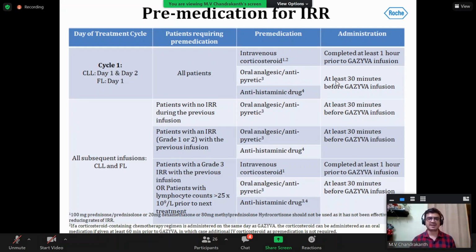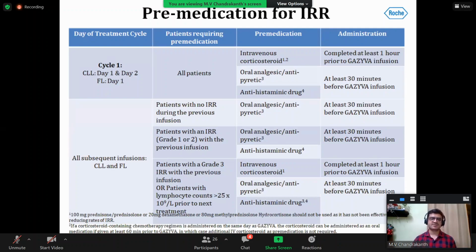We should not be in a hurry where we give paracetamol, and then we give hydrocortisone and immediately push Gazyva. In those situations, you would have higher infusion-related side effects when compared to giving it 1 hour before, where you quieten the system. When you give corticosteroids, the B cell surface and the mast cells are all stabilized, and you don't expect an allergic response. And when you give antihistaminics and antipyretics, you minimize the infusion-related reactions to the maximum.